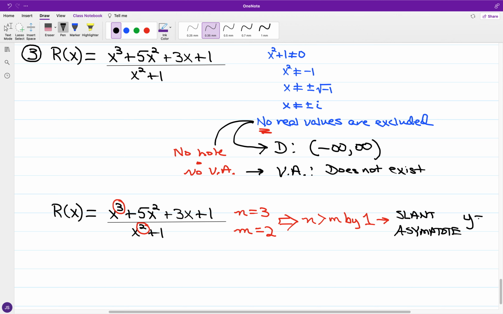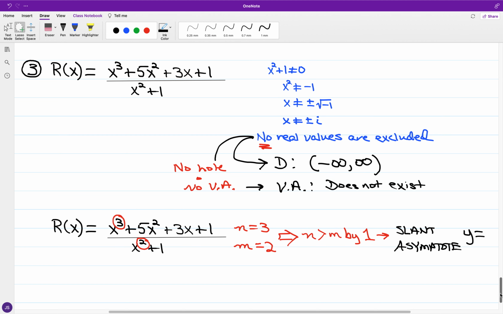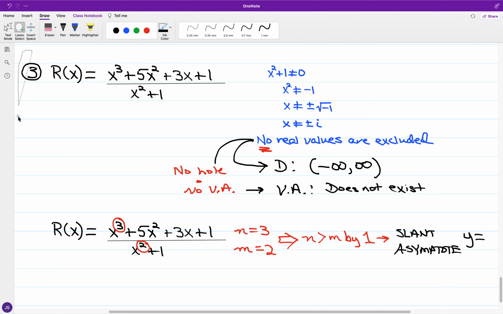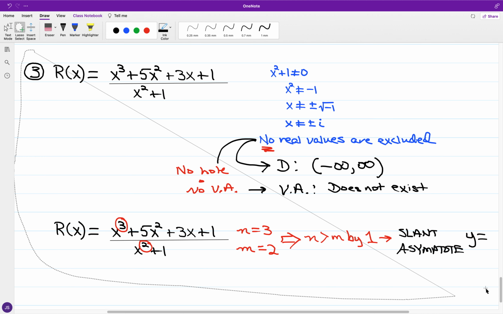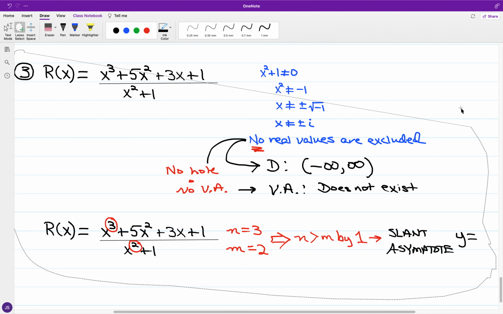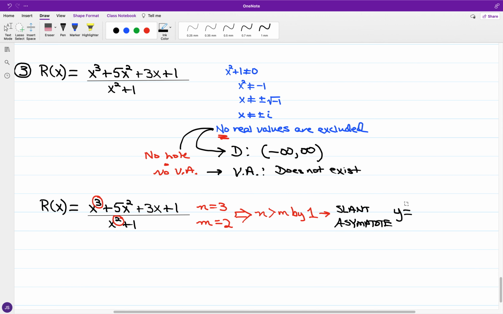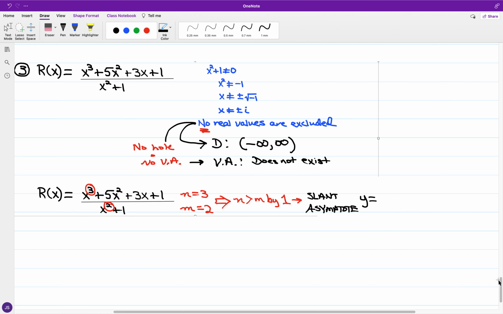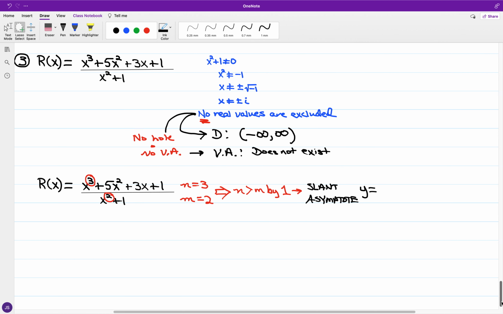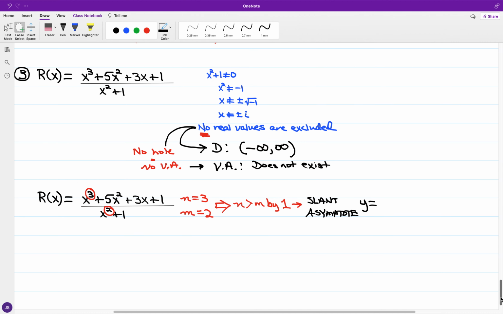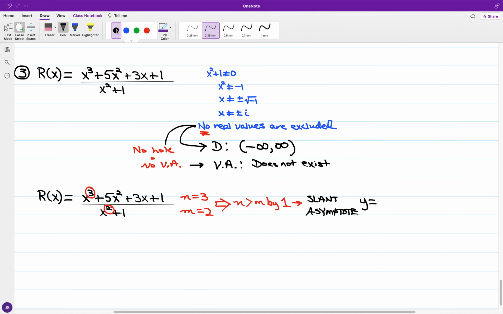Okay, now we're going to have a straight line. So while we don't have a vertical asymptote, we are going to have a slant asymptote. And in terms of how we're going to arrive at this, we'll be looking at polynomial division.